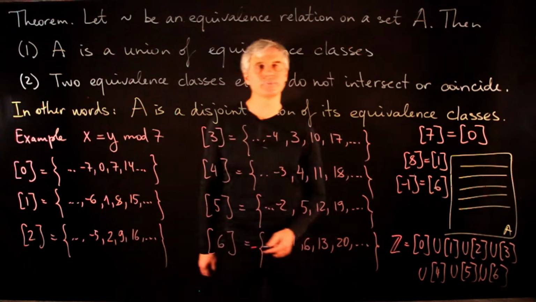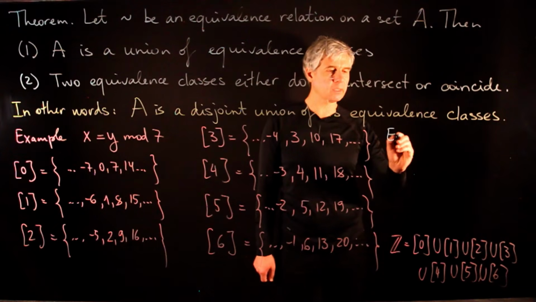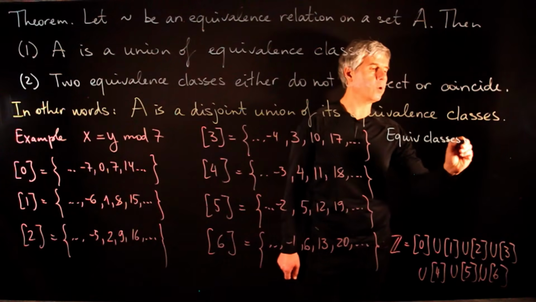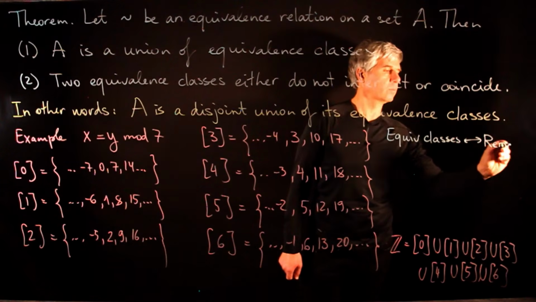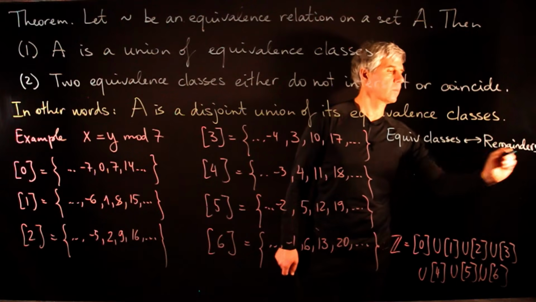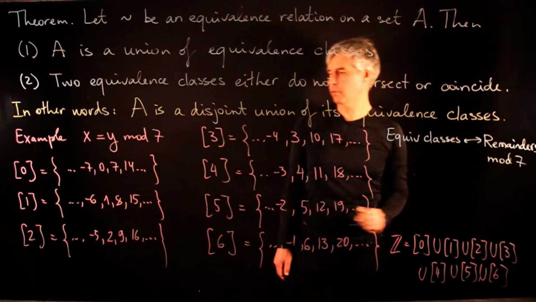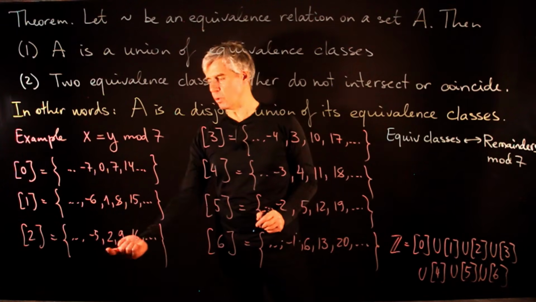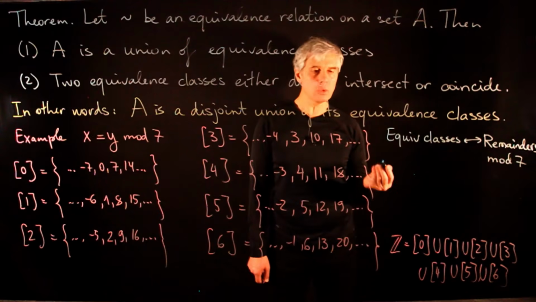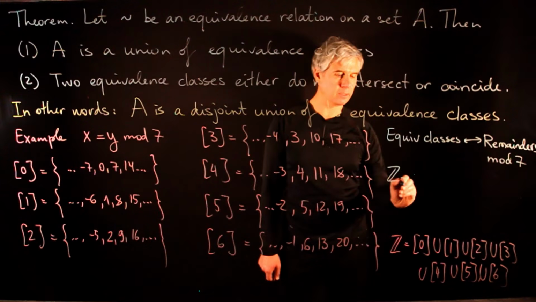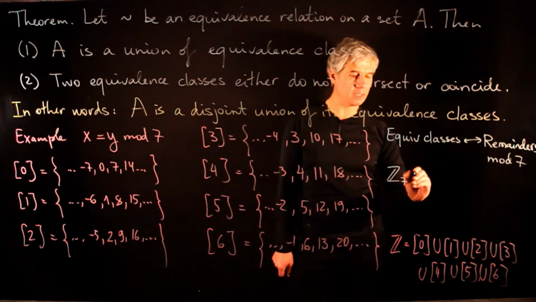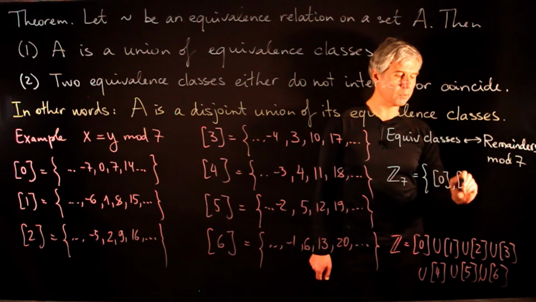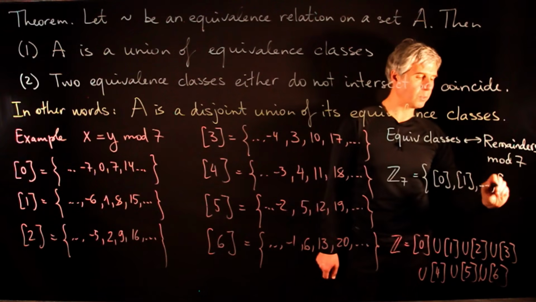So what we see here is that equivalence classes in this example correspond to remainders mod 7. So for example, the class of 2 is the set of all integers with remainder 2 mod 7. And this gives us a new take on the set Z7. So we can think that Z7 is the set of these equivalence classes. So it's the equivalence class of 0, equivalence class of 1, up to the equivalence class of 6.